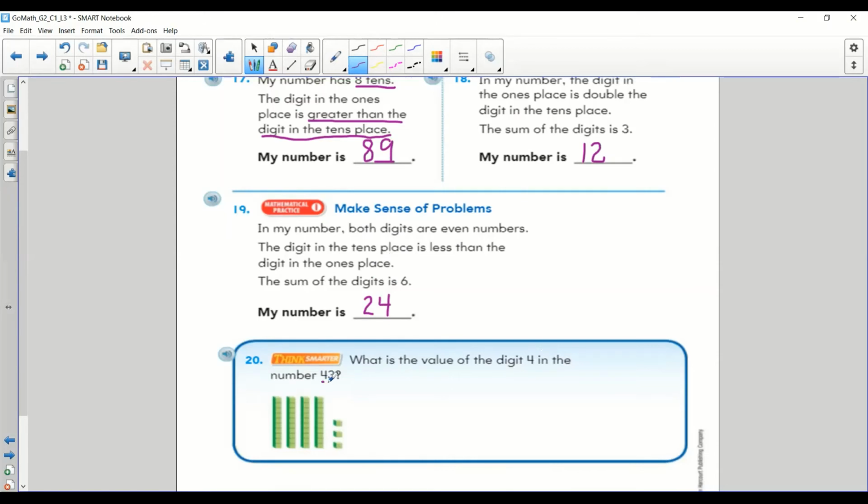And for our last problem, what is the value of the digit 4 in the number 43? So see the 4, and when you say 43, you're saying 40. So 4 tens, let's count them, 10, 20, 30, 40. So the value of the digit 4 in this number is 40.